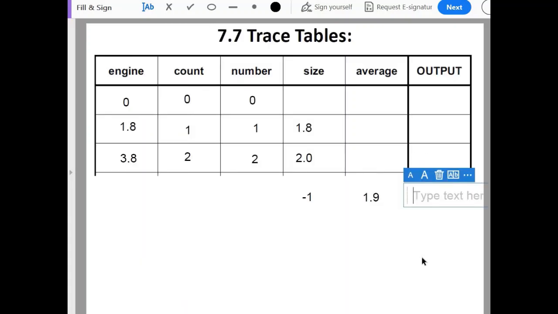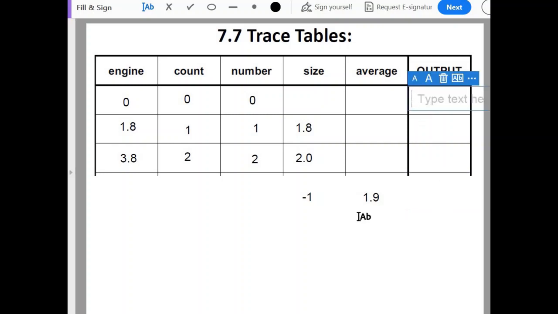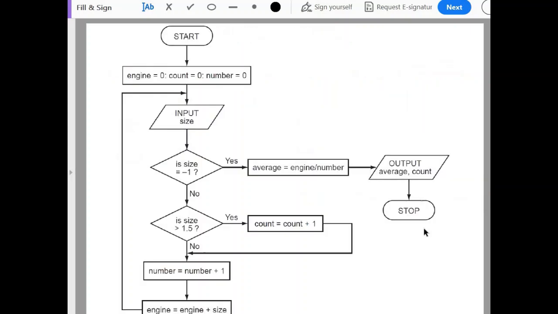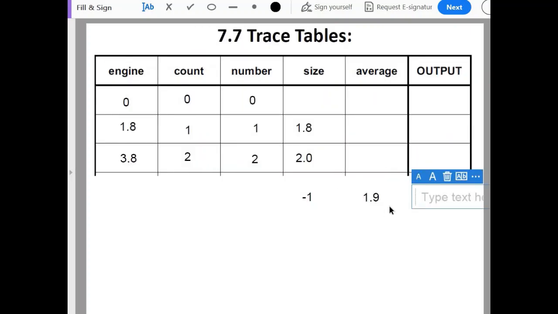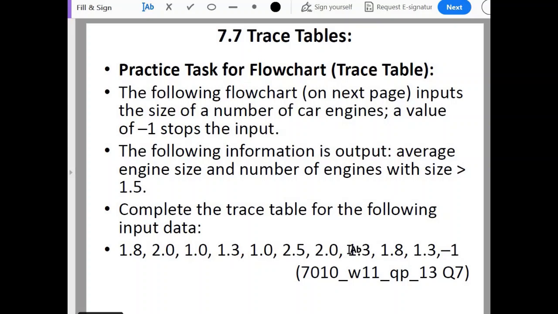So I'll simply output. One thing you need to remember is that some students write the output over here. This is wrong. Whatever is your last line in your trace table, you have to write down the output in front of it. So the output is average and count. The average you just calculated is 1.9, and then you write count, that would be 2. This would be your output. This is not correct right now because I have stopped after taking just 2 values, whereas when you actually run the trace table, there are about 10 values.